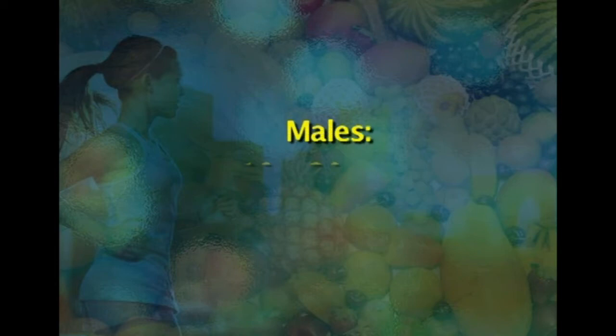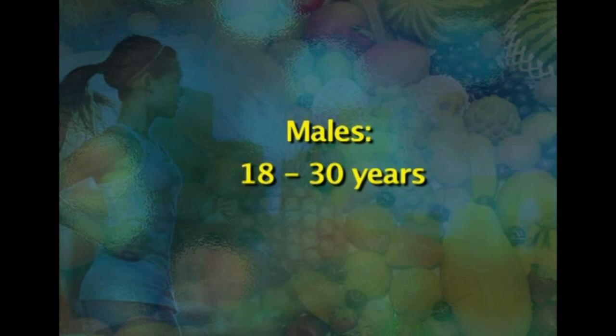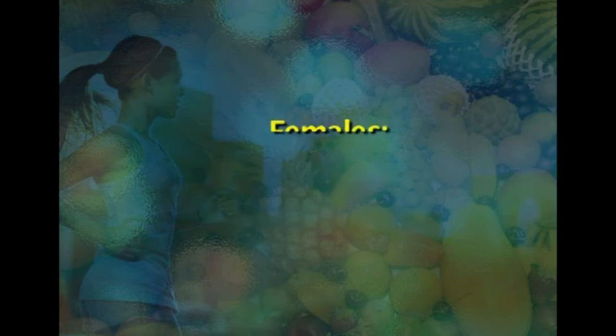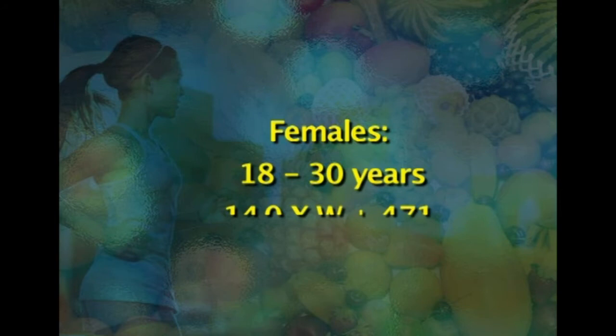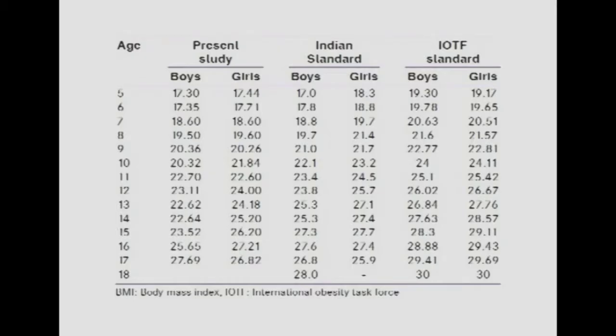So these equations, for example, for males in the age group of 18 to 30 years, is calculated as 14.5 into weight plus 645, and for females in the age group of 18 to 30 years, it is 14 into weight plus 471. Similarly, ICMR has predicted the BMR for various age groups and both the sexes.